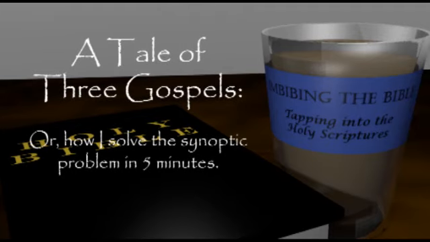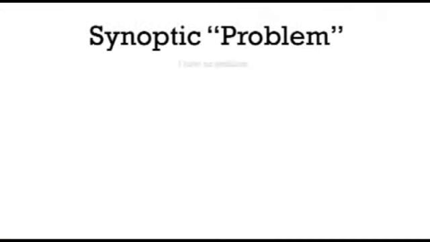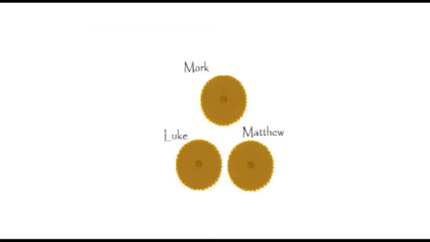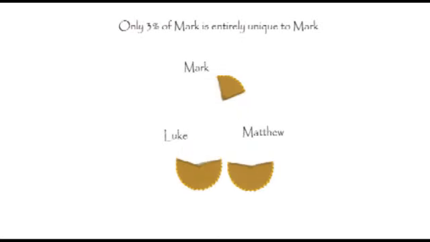In this episode, I'm going to try to briefly explain what is called the Synoptic Problem. The Synoptic Problem is the problem that New Testament scholars have when talking about the Gospels of Mark, Matthew, and Luke. These three Gospels have many shared stories and sayings, sometimes word-for-word copies, but they also have many stories that are unique to their own respective Gospels.